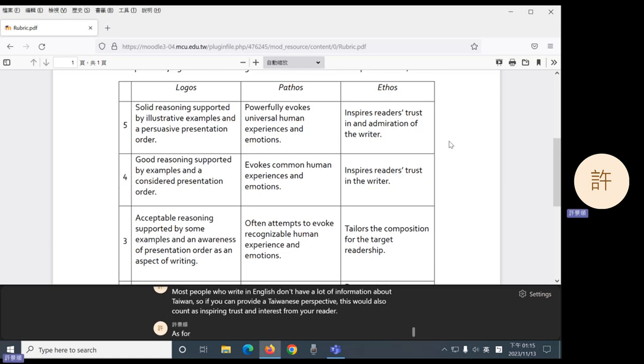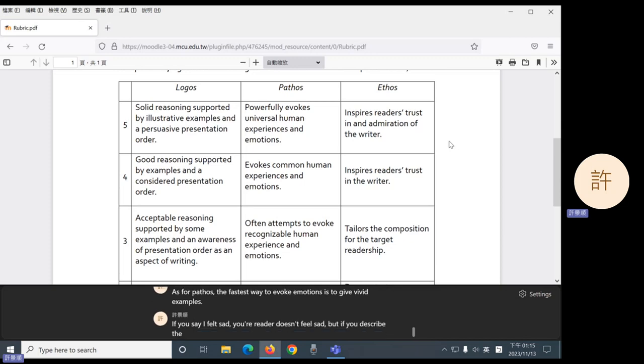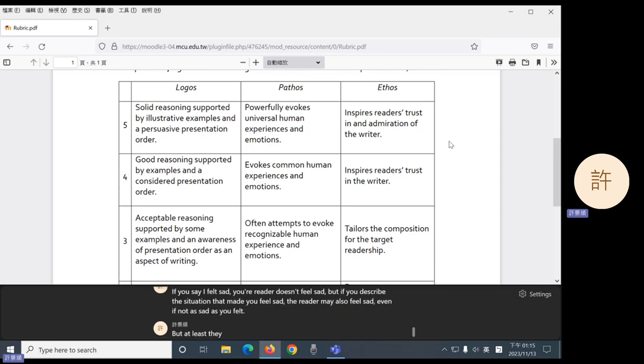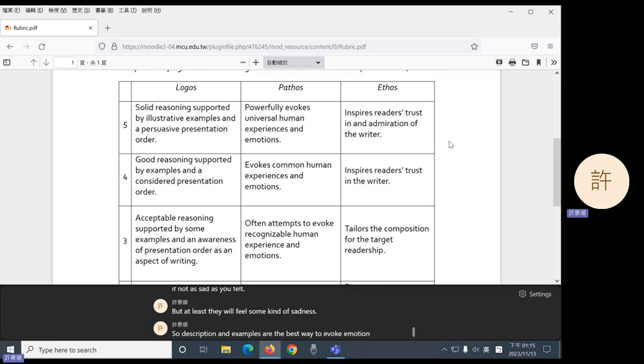As for pathos, the fastest way to evoke emotions is to give vivid examples. If you say, "I felt sad," your reader doesn't feel sad. But if you describe the situation that made you feel sad, the reader may also feel sad, even if not as sad as you felt, but at least they will feel some kind of sadness. So description and examples are the best way to evoke emotions.